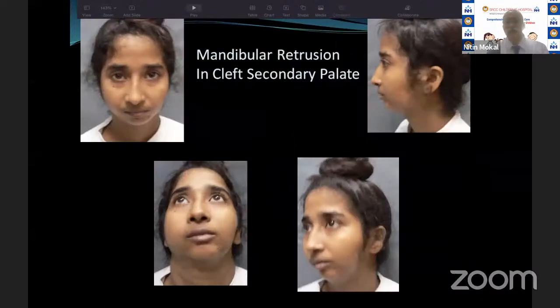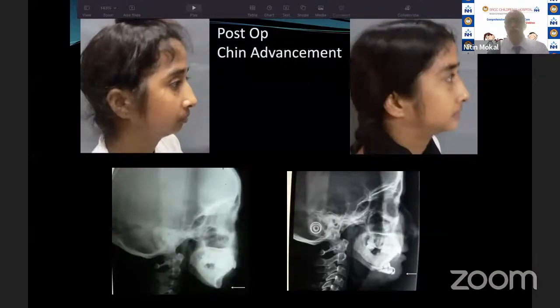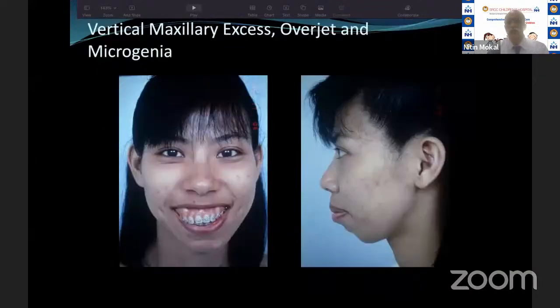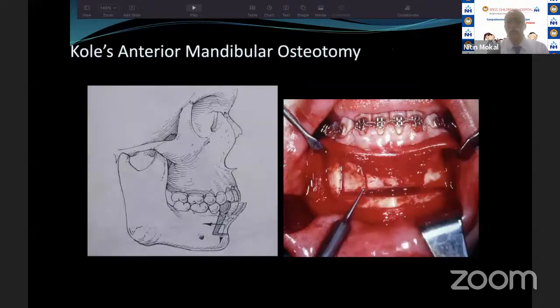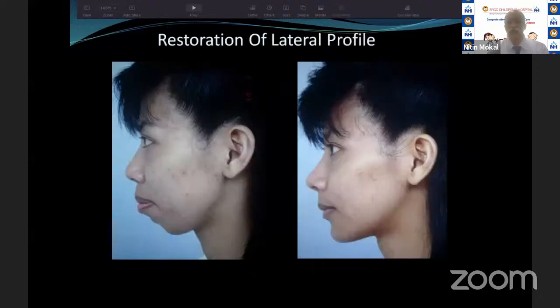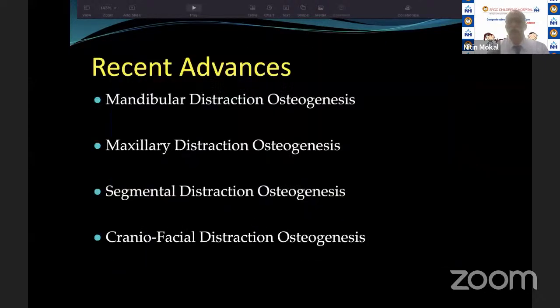Some patients do require a genioplasty because of chin retrusion, so we can do a chin osteotomy and bring the chin forward to give a good profile to the patient. This is a pre-op and a post-op of a sliding genioplasty. Some patients have maxillary excess. Then we do an osteotomy of the upper jaw and a lower jaw segmental osteotomy, and bring the jaw forward and realign the profile.